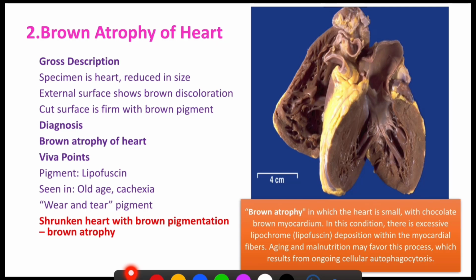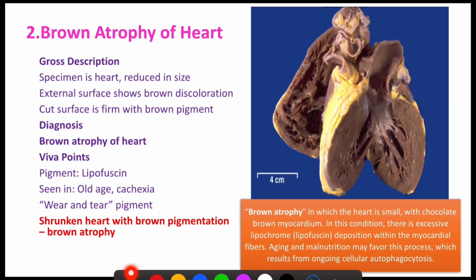So this is a lipofuscin pigment deposition in the cell. This is related to old age or cachexia, and lipofuscin pigment has another name, wear and tear pigment, and this is a shrunken heart with brown pigmentation, which is brown atrophy.